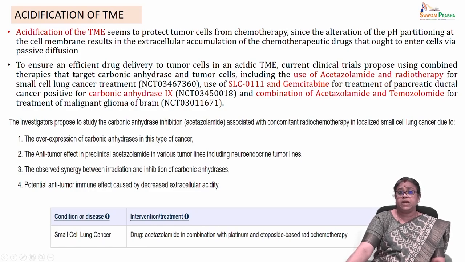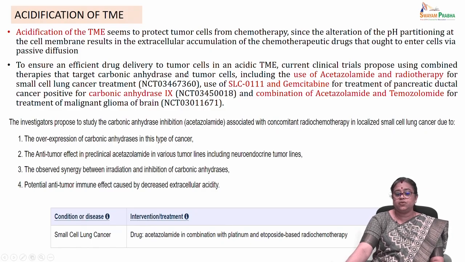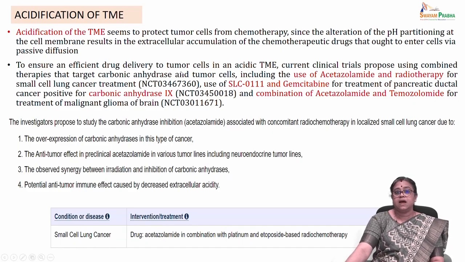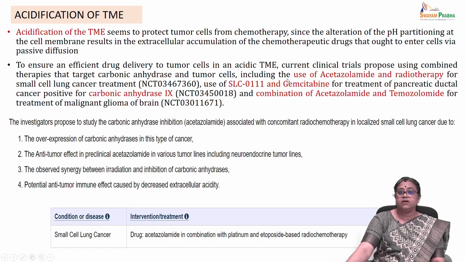So, how do we ensure an efficient drug delivery? To ensure an efficient drug delivery into a tumor cell in an acidic tumor microenvironment, there are several clinical trials proposing combined therapies that can target both the carbonic anhydrase and the tumor cells, which includes the use of acetazolamide and radiotherapy for small cell lung cancer treatment.